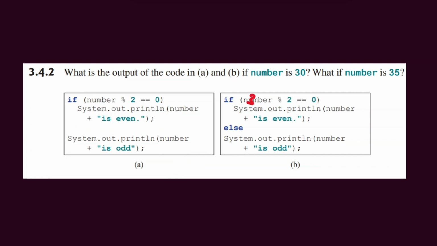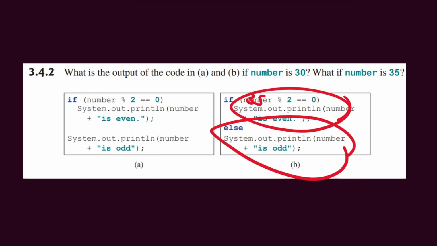Now what if we have 30 here? Well, this block of code is going to execute because this statement is true, but this block is not going to execute because since this statement is true, it's going to stop over here and print out 30 is even. But if you have 35, this statement is false, so it's going to skip this block of code and go here and print out 35 is odd.